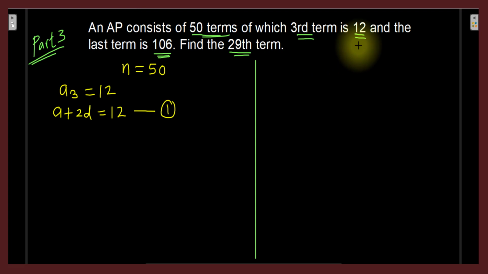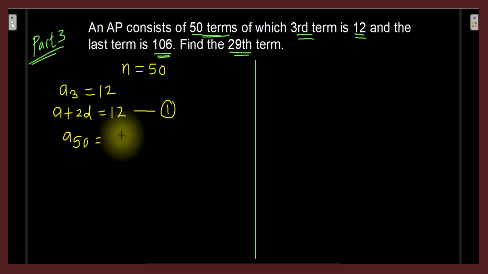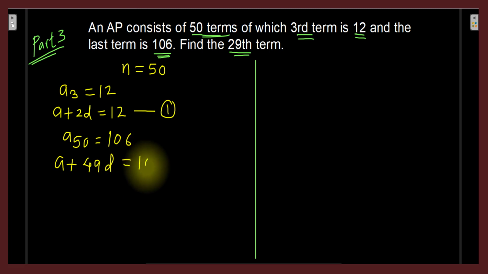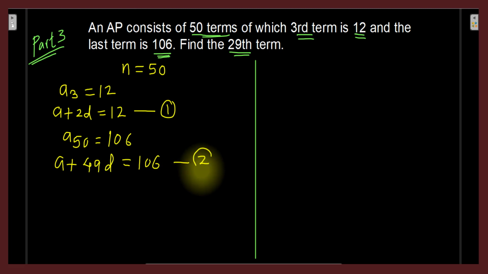And now it is also given that the last term is 106. The last term is the 50th term, and therefore A50 is equal to 106. So A50 means what? A plus 49D, that is equal to 106. And let this be equation number 2.